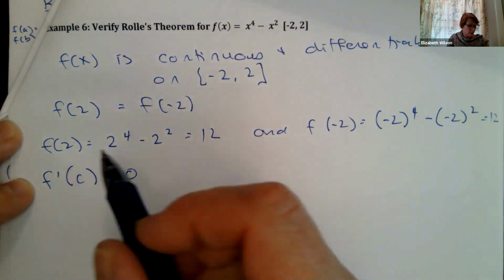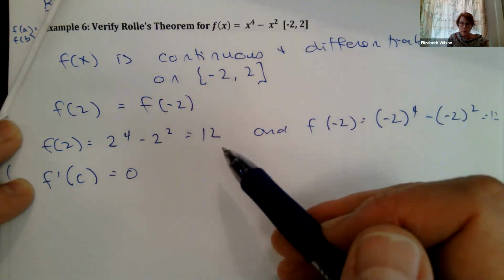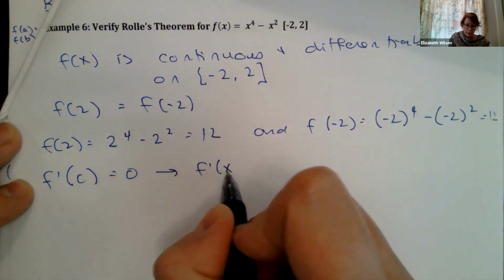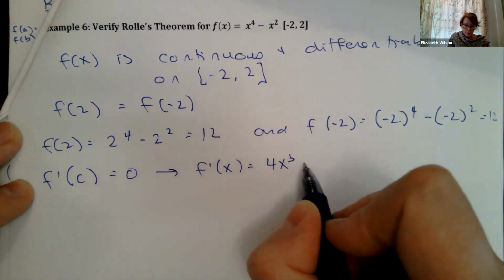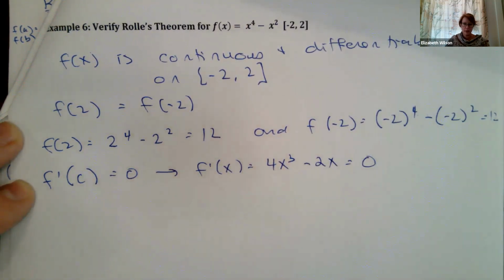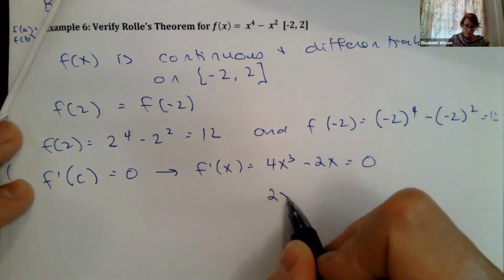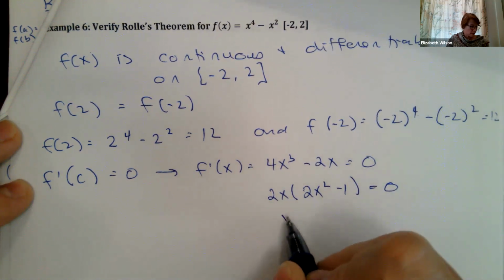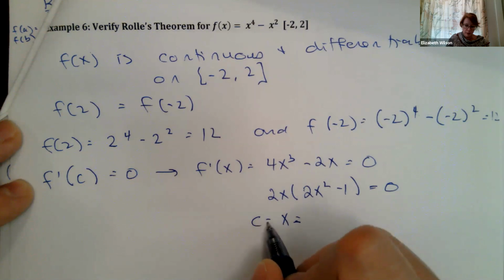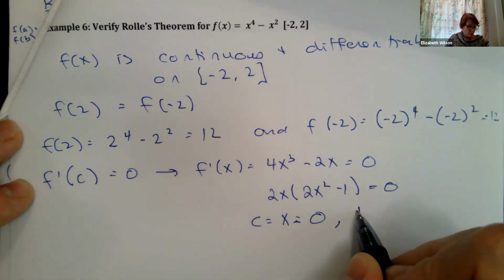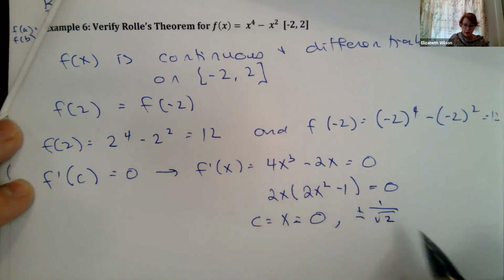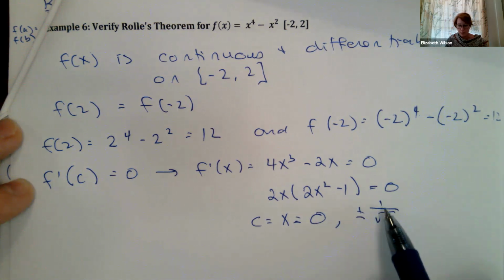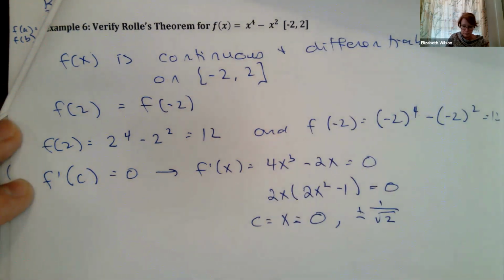That's Rolle's theorem, right? That means somewhere there's a c value between minus 2 and 2 that's going to have a horizontal slope on its tangent. So let's check it out. So f prime of x equals 4x cubed minus 2x. Set that equal to 0, and I solve for x. So I can factor out a 2x. I'm going to get 2x squared minus 1 equals 0. That means c equals x equals 0, and plus or minus 1 over radical 2. So all of these values, 0 and plus or minus 1 over radical 2, are all within our interval.